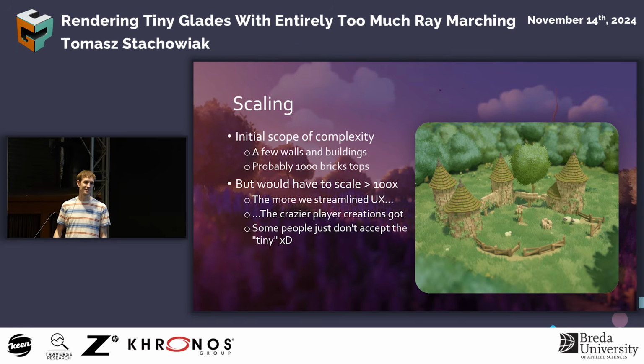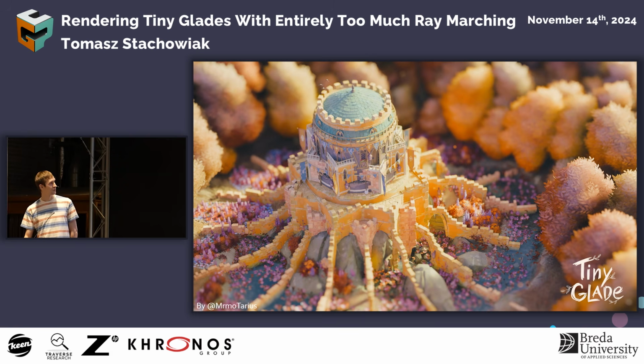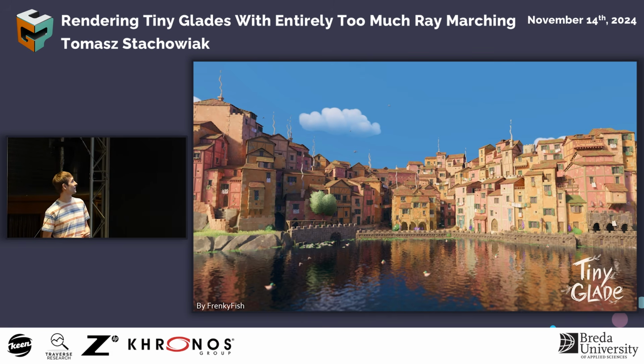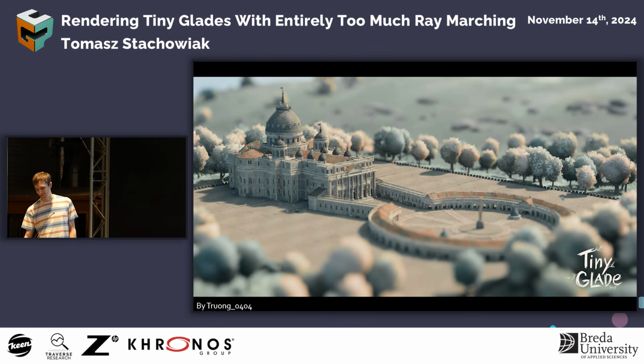It would scale a lot, because the more we streamlined the UX and the more we optimized things, people just kept building crazier and crazier things. Some people just don't accept the tiny part of Tiny Glade, and some of them are fine working at 10 FPS all the time. So builds get crazy. This is just a few samples of what the community has created. Still on the same side, lots of beautiful things, different kinds of aesthetics. Some people decide to build entire towns or even fragments of cities in the game. Compared to the initial shots, this is completely bonkers.